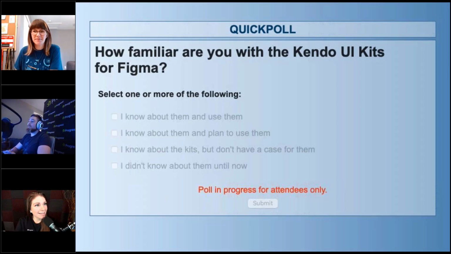So the question is, how familiar are you with the Kendo UI kits for Figma? And then we have a couple of different options here. So I know about them and use them. I know about them and plan to use them. I know about the kits, but I don't have a case for them, or I didn't know about them until now. Maybe there's some new information being shared just through the poll here. So feel free to answer away. I do see that a lot of folks are answering as we go here.